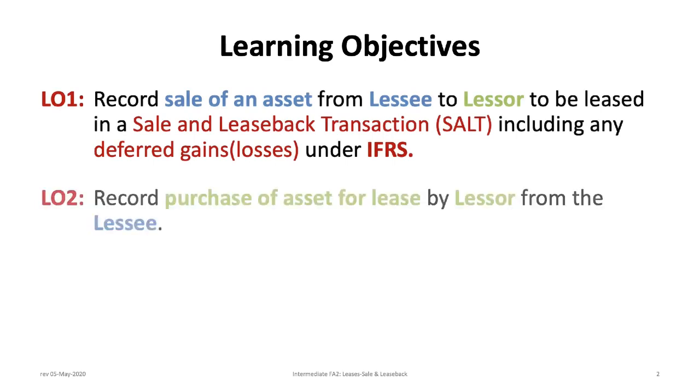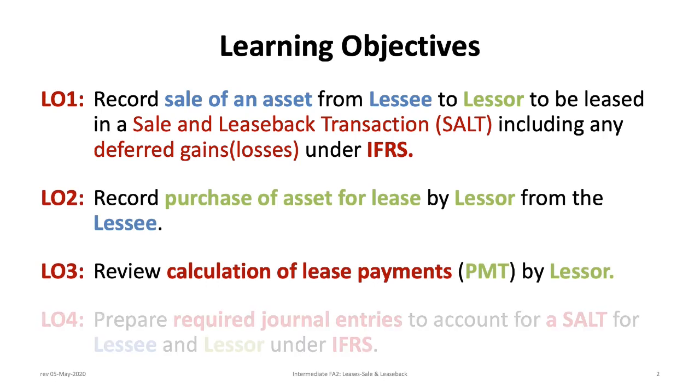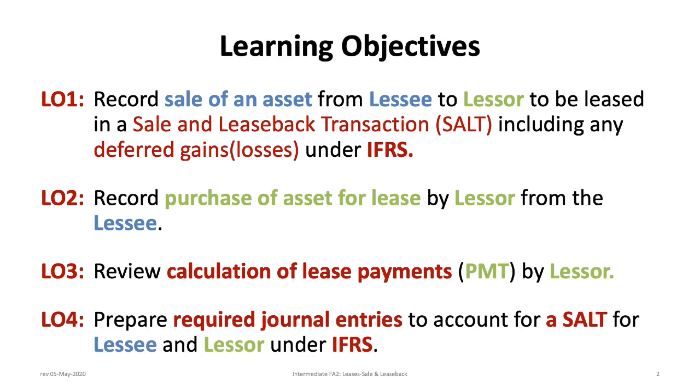The second learning objective is to record the purchase of the asset for lease by the lessor from the lessee. The third learning objective is to review the calculation of the lease payments by the lessor. The fourth learning objective is to prepare required journal entries to account for a sale and leaseback for the lessee and the lessor under IFRS.